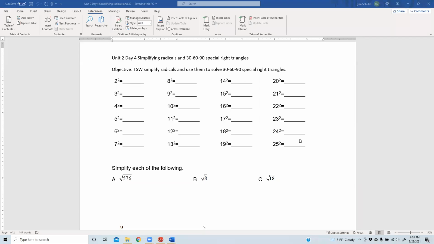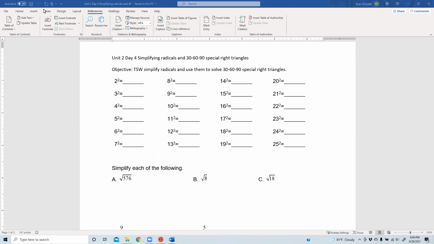Okay, so unit 2, day 4. We're going to still get more practice with simplifying radicals, but then we're also going to see our other special right triangle, namely the 30, 60, 90 special right triangle. So first, let's just get more practice with simplifying the radicals. So we're going to do our perfect squares again, just because it helps. Repetition helps you memorize them.